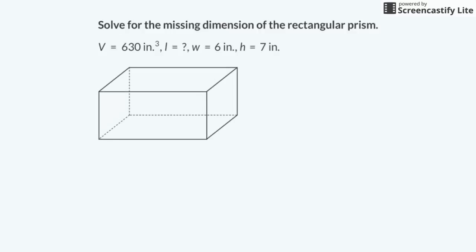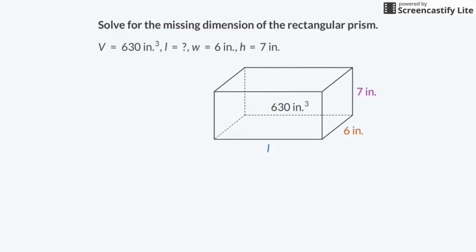I am going to start by sketching a rectangular prism and labeling the dimensions that I know. I know the volume of the prism is 630 cubic inches, so I will put that in the center of the prism. The length is unknown, so I label the length L. I know the width is 6 inches, so I will label that. The height is 7 inches, so I will label that as well. It helps to have a visual to see exactly what I know and what is missing.